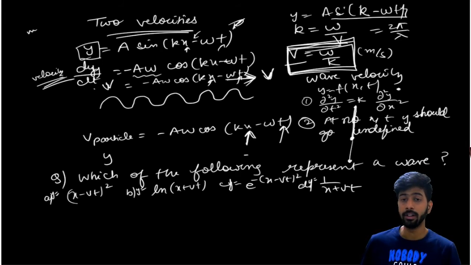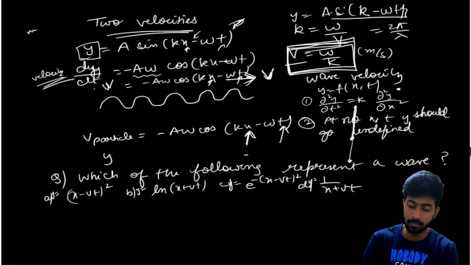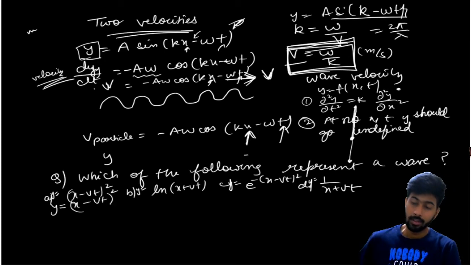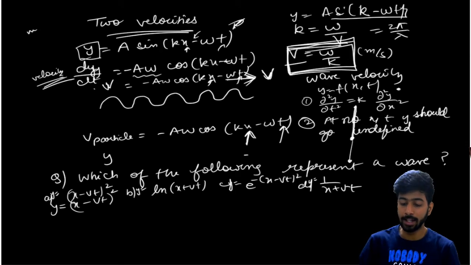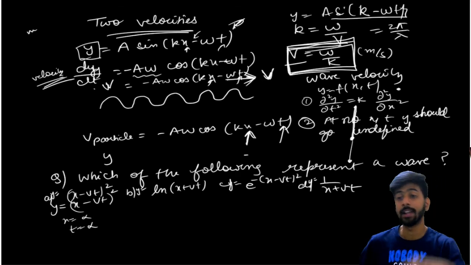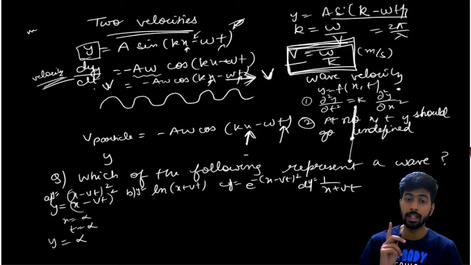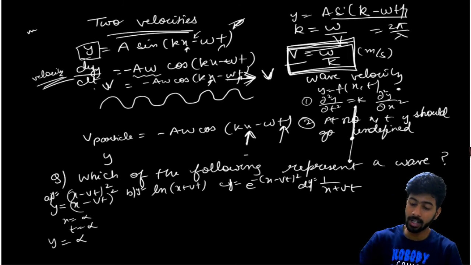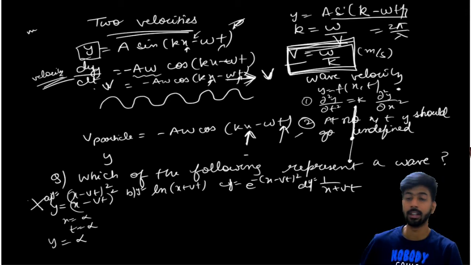Let's look at the first one. Y is equal to (x minus vt) square. It's very evident that if I put x equal to infinity or t equal to infinity, then y will be undefined. Y will keep on increasing, right? At no x or t should my y be undefined. So the second condition is not obeyed, and this does not represent a wave.